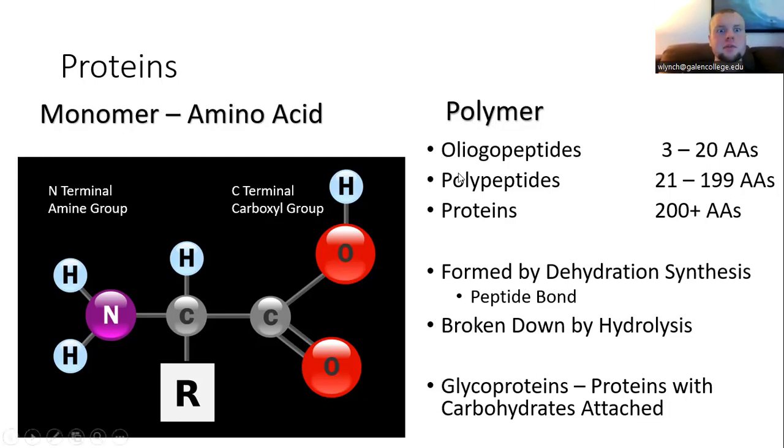A polymer is going to be multiple amino acids put together. An oligopeptide is going to be between 3 and 20 amino acids. Polypeptide is between 21 and 199. And if it's above 200, it is a full-fledged protein.